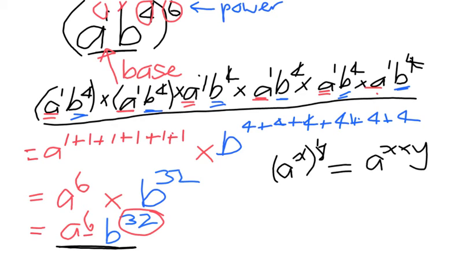So let's try another example. So this is a rule that we can use, but it's easier if we go through this process, we can see why it works. Okay, so let's try another example.